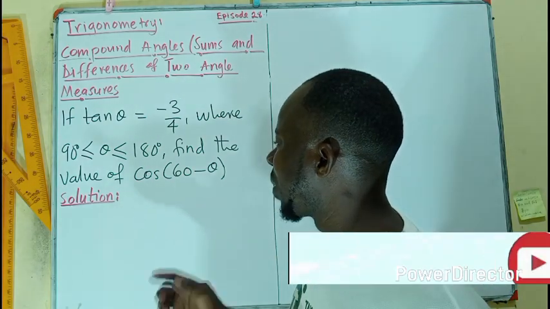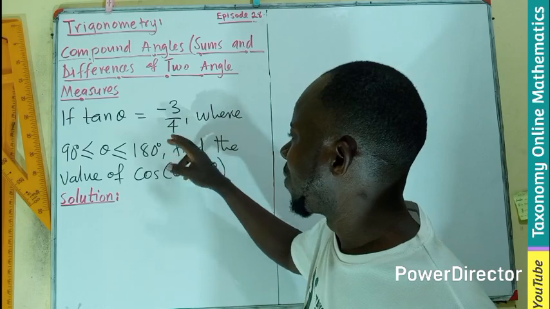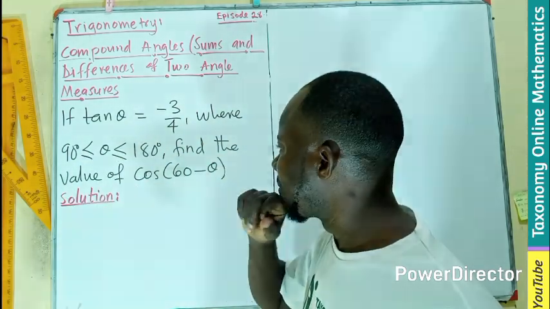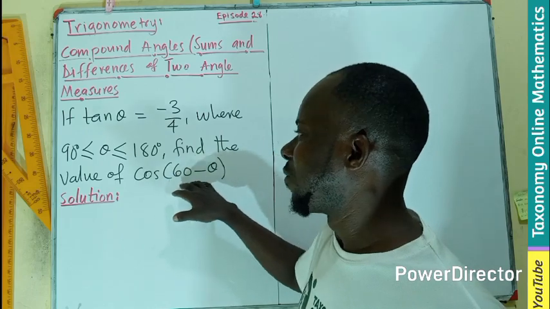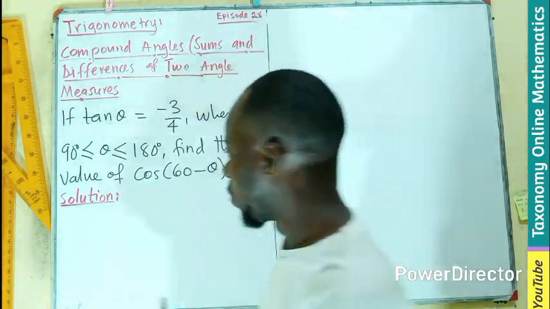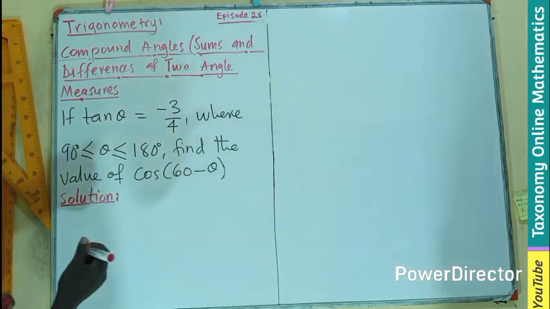So if tan theta equals minus 3 divided by 4, where the angle theta is between 90 and 180, we have to find the difference of this angle, cos of 60 minus theta, which is this one. So let's make a sketch of this diagram.